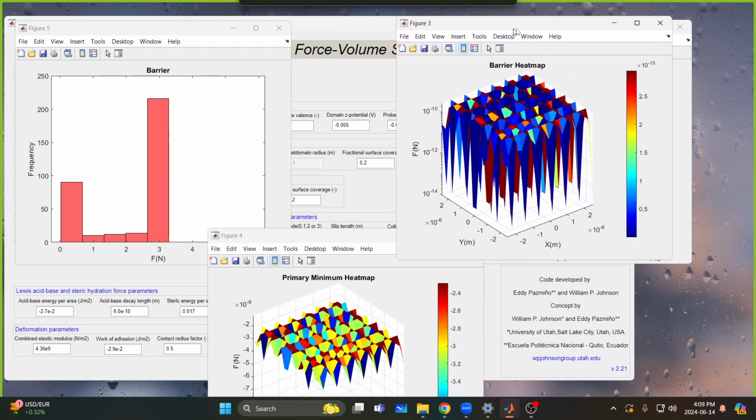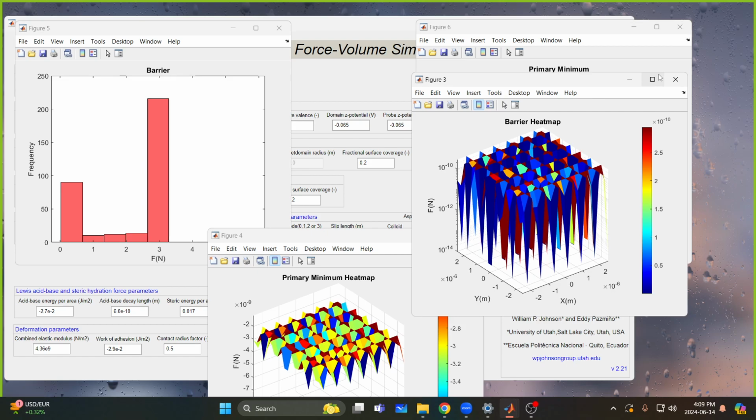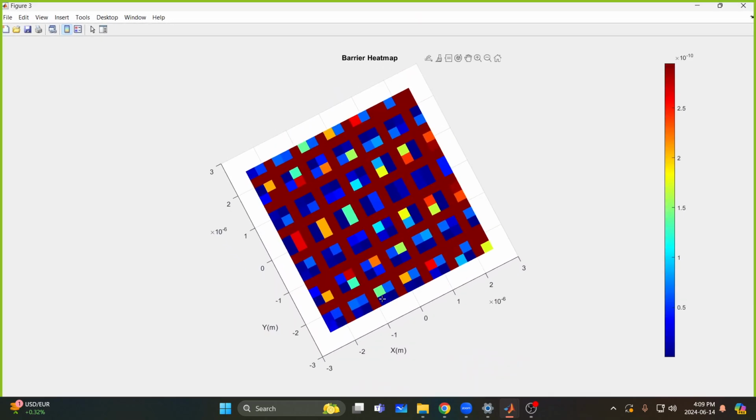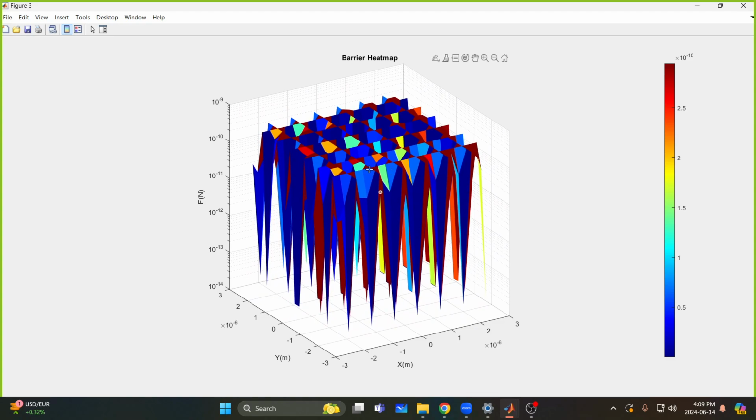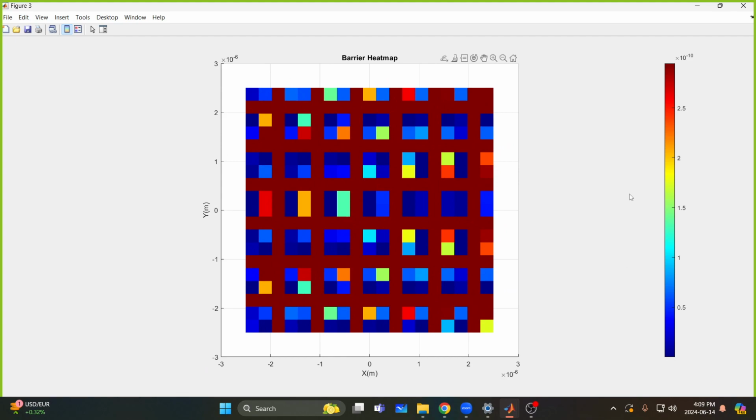Yeah, so very first figure, figure 3, we have a barrier map, which is showing in each location what is going to be the value of the force of the barrier. And the heat map goes from blue to red. When you go to values that are going to red, it means the barrier is higher, is more repulsive. The surface is more repulsive for the colloidal probe. And when you go to lower values, it means that in that section of the domain, you find lesser barrier or even go to attractive.